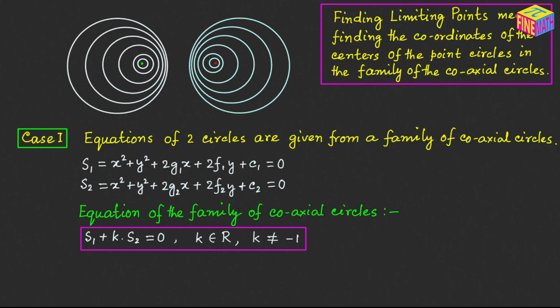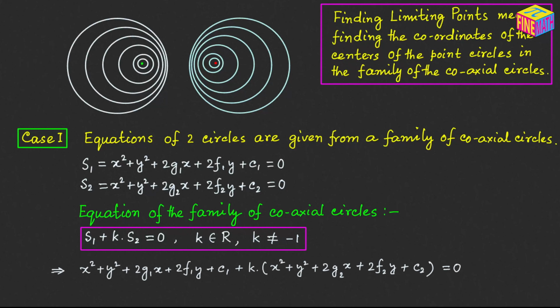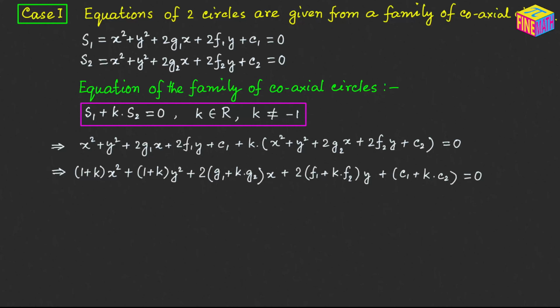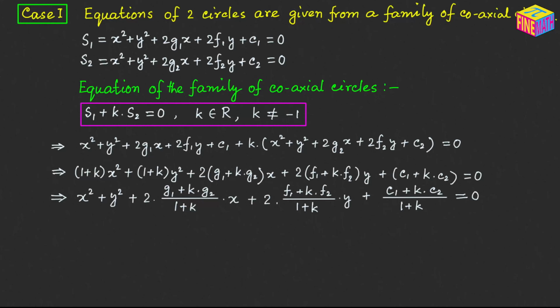Now if we plug in the values of S sub 1 and S sub 2, this general equation is going to look like this. And then we are going to simplify a little bit. If we reorganize the terms, we can write it like this. All I have done is I have removed the parentheses and then I have reorganized the terms. I have kept the x squared terms together, y squared terms together, then the x terms together, the y terms together, and the constant terms together. And then to make the coefficient of the x squared term and the y squared term 1, I am going to divide both sides of this equation by 1 plus k. Then our equation would look like this.